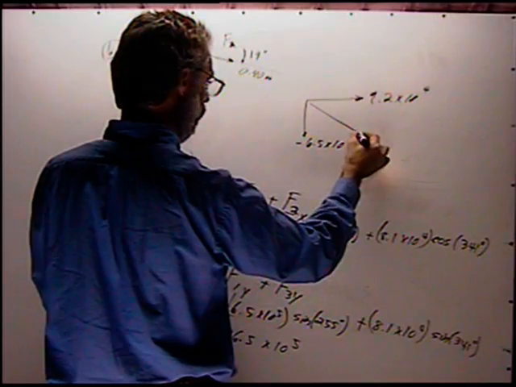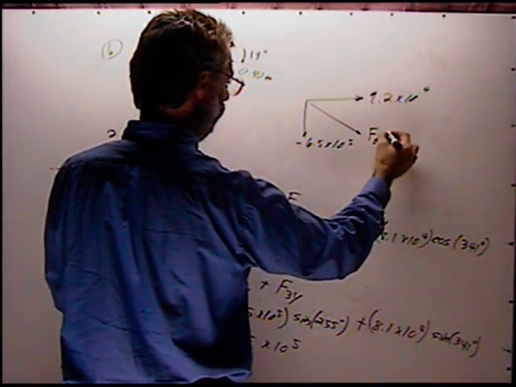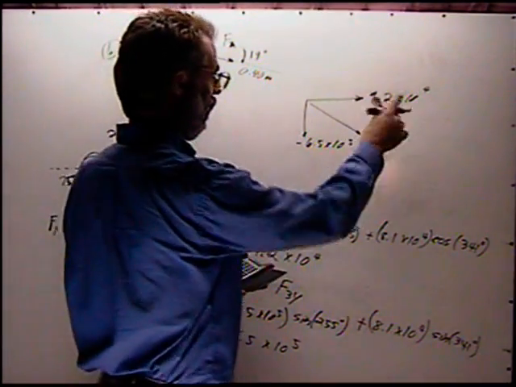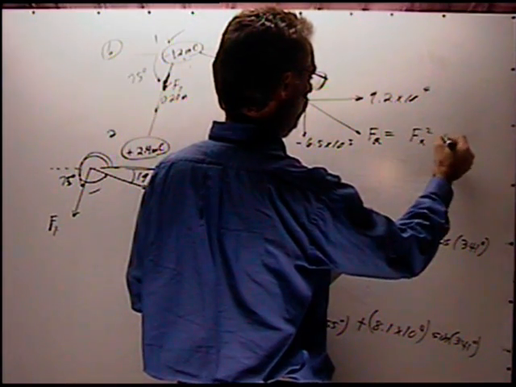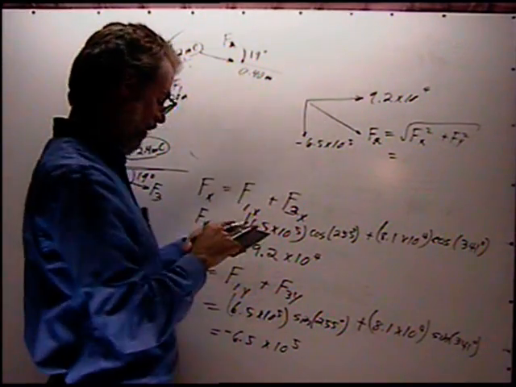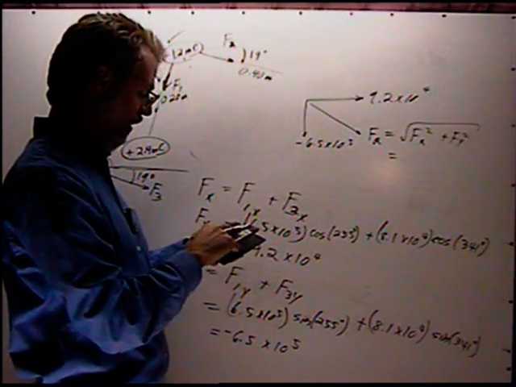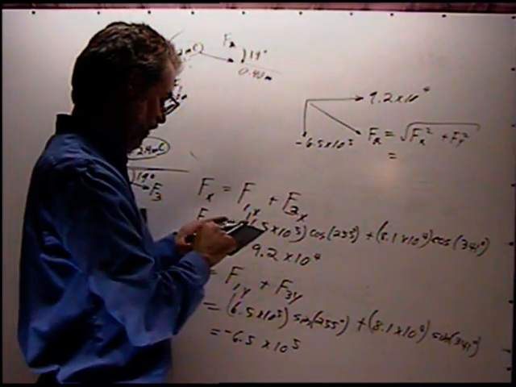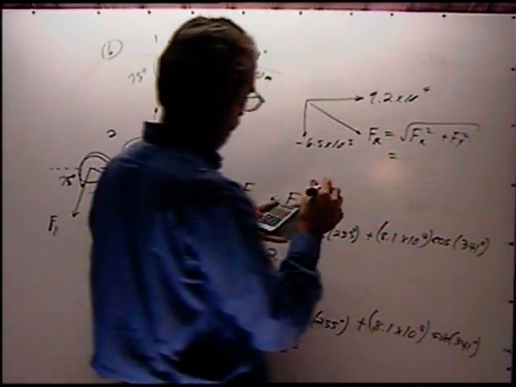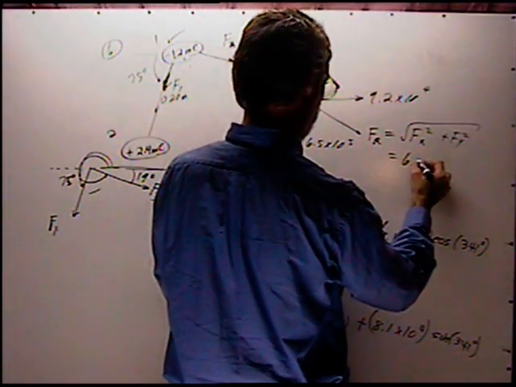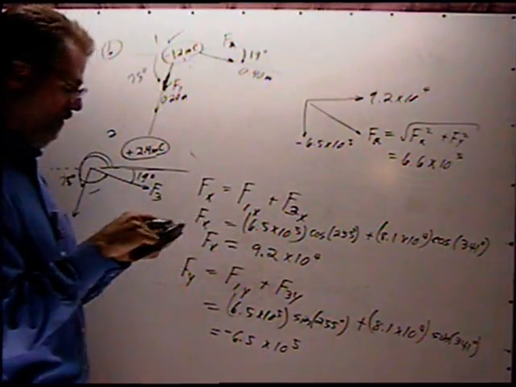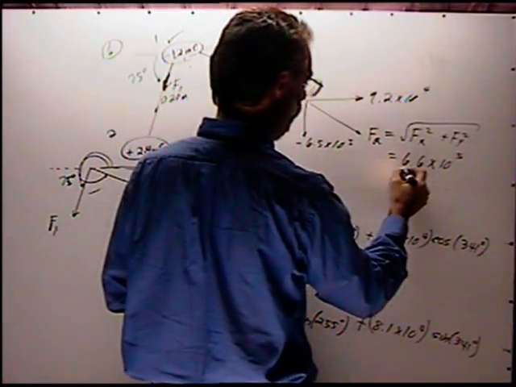The sum of these, or the resulting force, is simply the square root using Pythagorean's theorem, and I'm going to end up with 9.2 e to the fourth, I square that, plus 6.5 e to the 5, and I square that, and I get 6.6 times 10 to the fifth. Let's see, 1, 2, 3. That's right, 6.6 times 10 to the fifth, that's the resulting force.